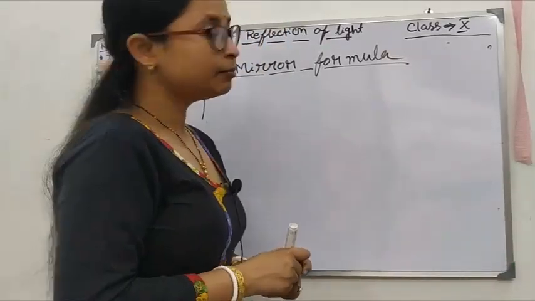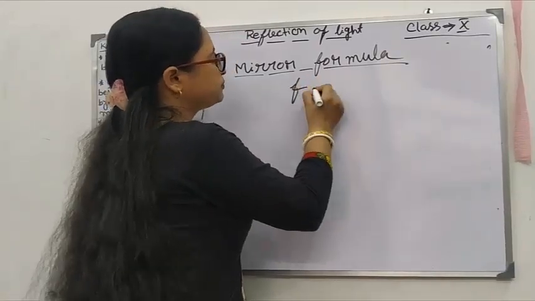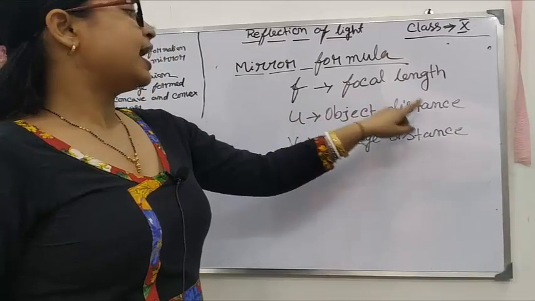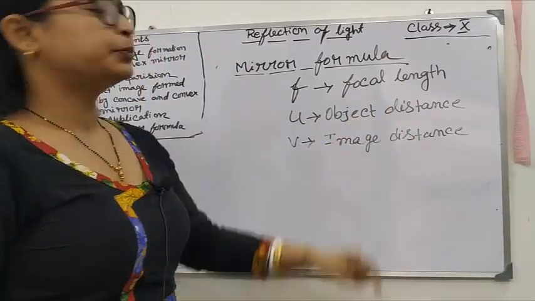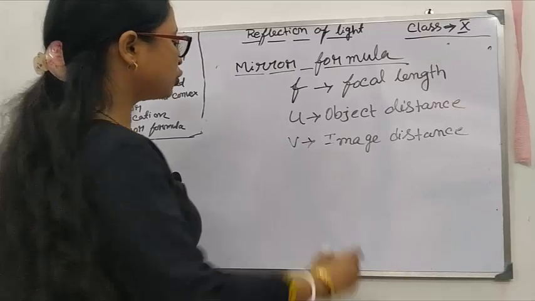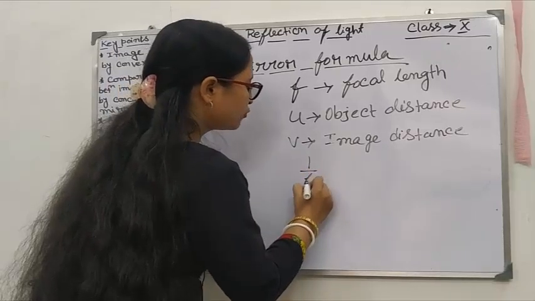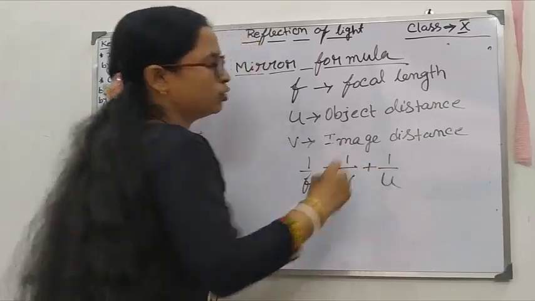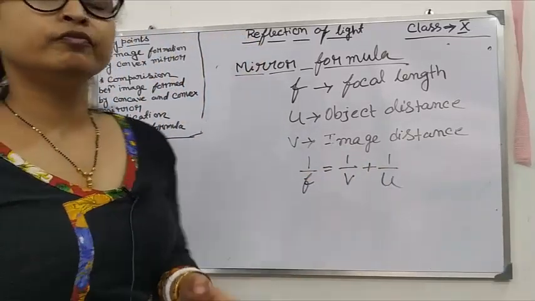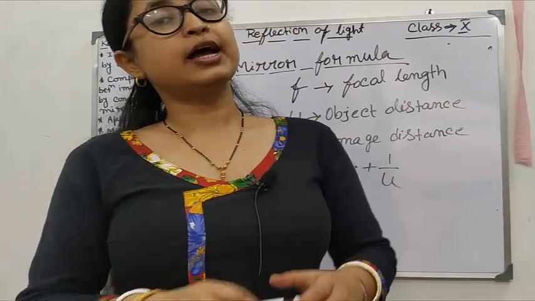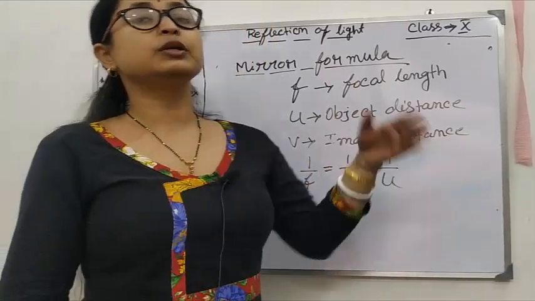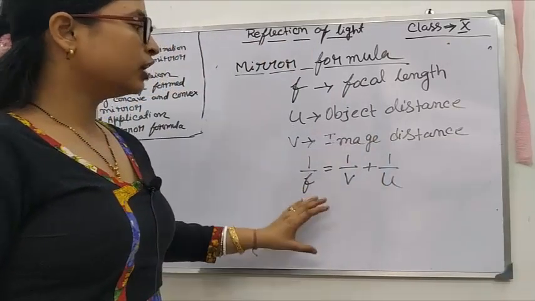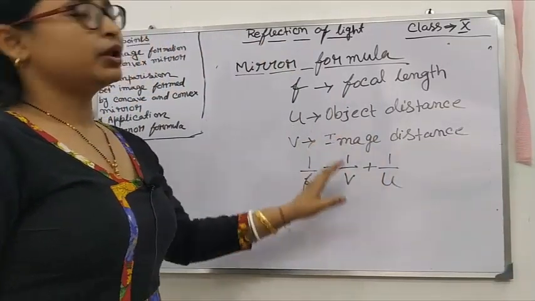So let us learn the mirror formula. Here f represents focal length, u represents object distance and v represents image distance. Now the formula is 1/f = 1/v + 1/u. This is the general mirror formula. Now by using sign convention, the signs may change depending upon the numerical, but the basic formula is 1/f = 1/v + 1/u.